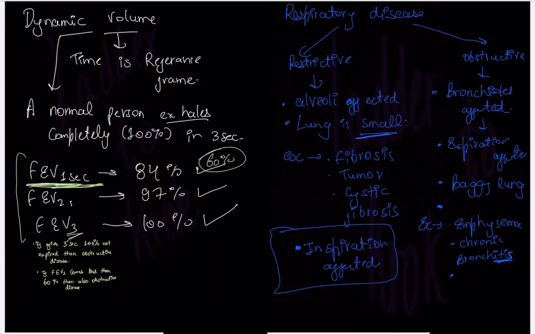And bronchial asthma, and our COPD, chronic obstructive pulmonary disease. All right, so just remember, here we have emphysema, chronic bronchitis, bronchial asthma, and COPD.